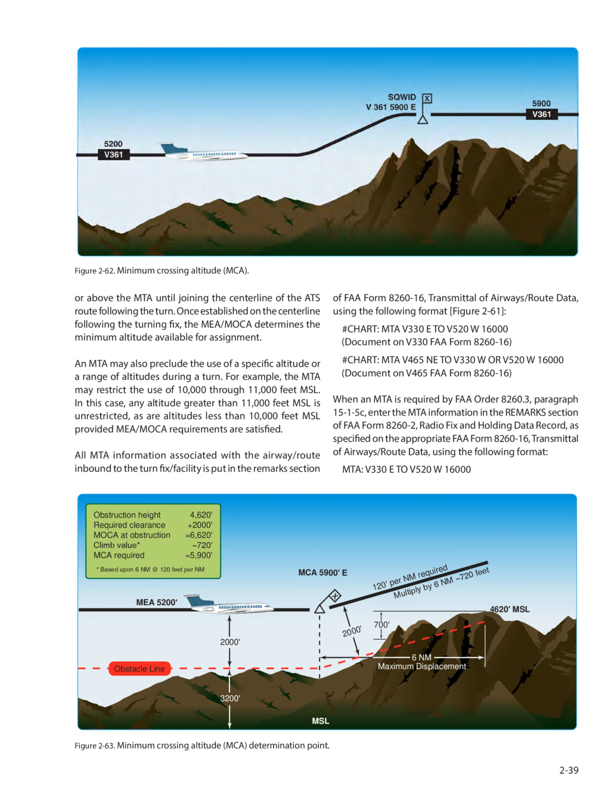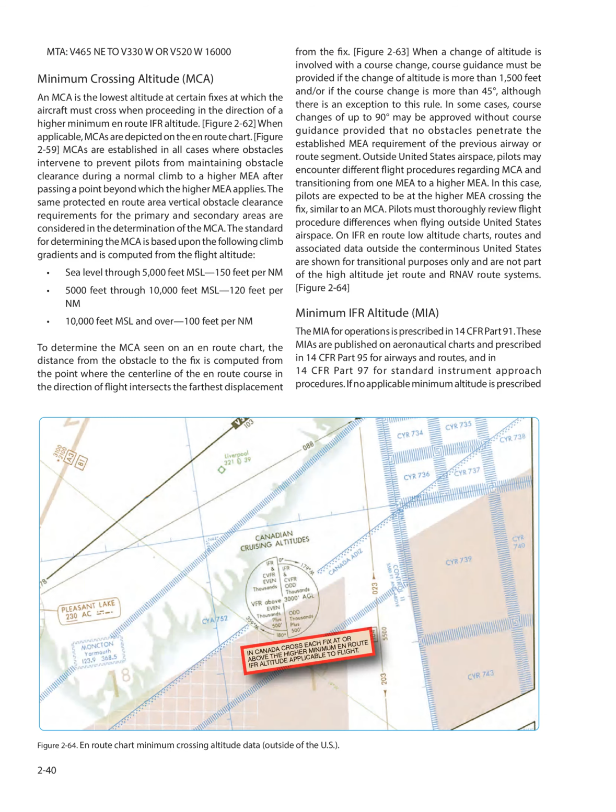FAA Form 8260-16. When an MTA is required by FAA Order 8260.3, paragraph 1515C, enter the MTA information in the remarks section of FAA Form 8260-2, Radio Fix and Holding Data Record, as specified on the appropriate FAA Form 8260-16, Transmittal of Airway/route Data, using the following format: MTA, V330E to V520W 16,000. MTA, V465NE to V330W or V520W 16,000.